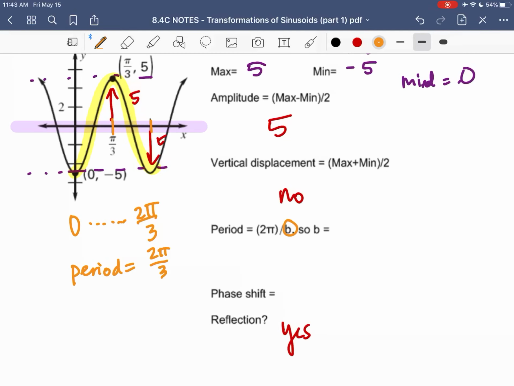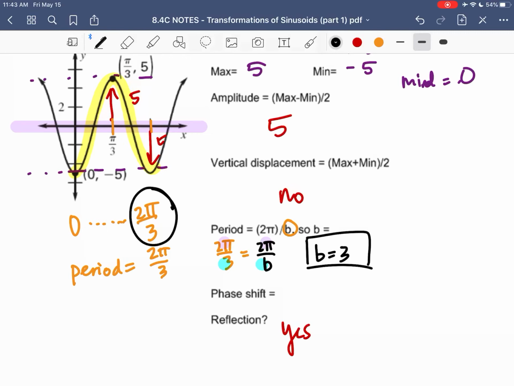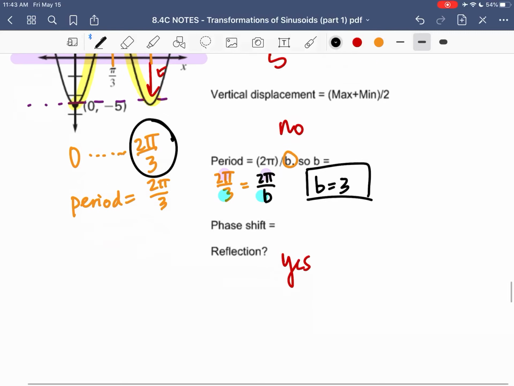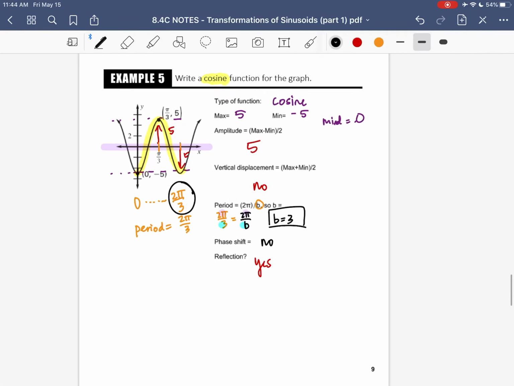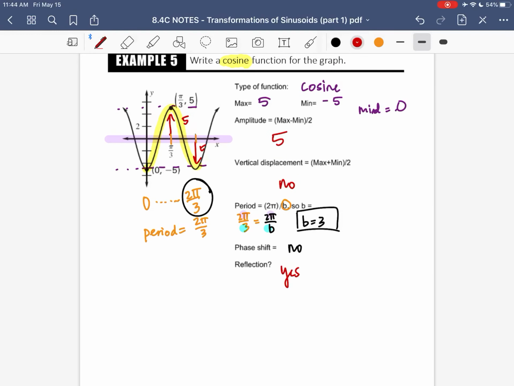Kind of interesting. Okay, so if I want to know what b is, that's what we need to plug into our equation. Well, 2 pi thirds is our period, equals 2 pi over b. Well, you could solve this, or you could just be like, hey, 2 pi over, that means b's got to be 3. In other words, we're going 3 times as fast because our period happens in 2 pi thirds instead of 2 pi. Okay, and then a phase shift. We don't need a phase shift. We're starting right here. We're just going to be reflected, so no phase shift.